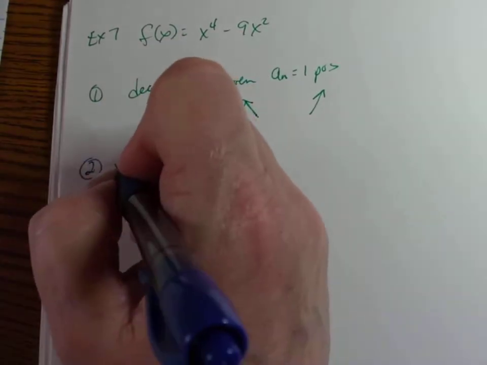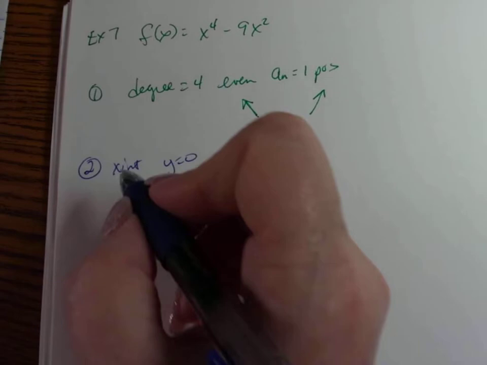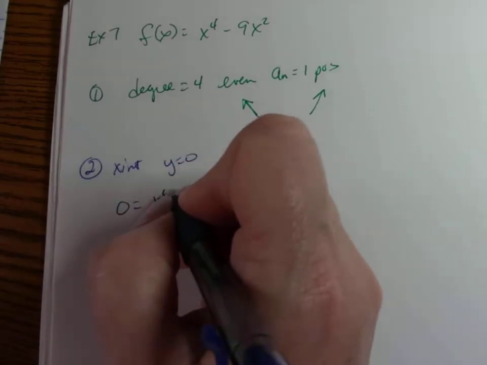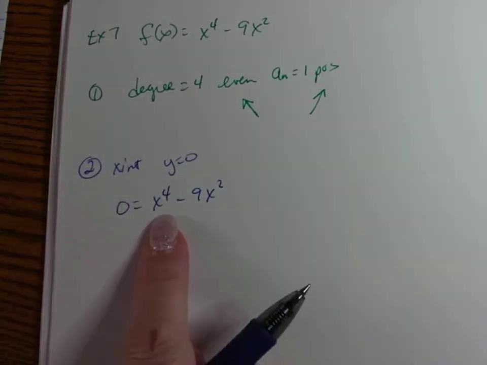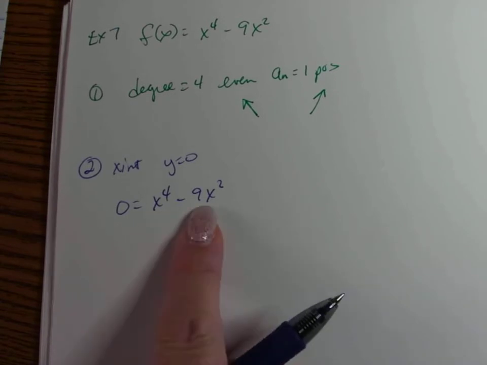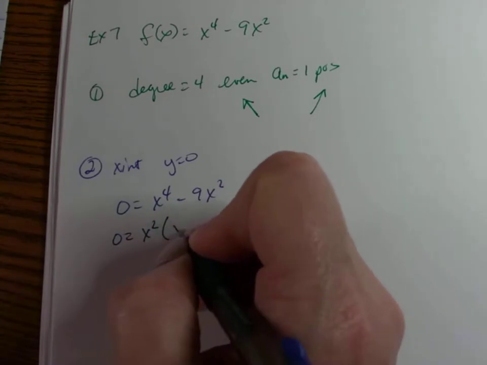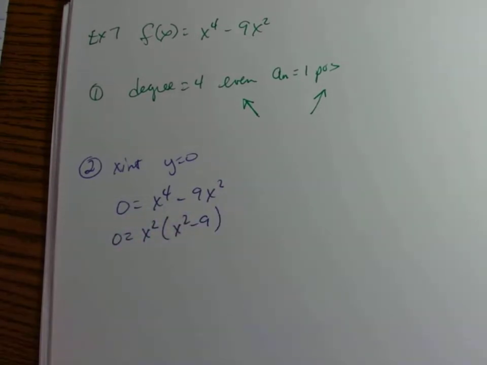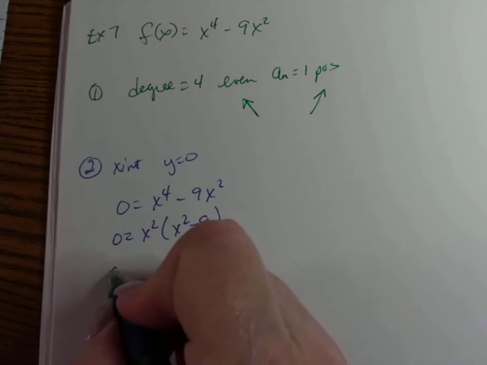Part 2, we're going to find our x-intercepts. X-intercepts, that's where we have y equal to 0. So 0 equals x to the 4th minus 9x squared. We have two terms here, so we're going to look for our greatest common factor. What they have in common is an x squared. We're left with x squared minus 9. Again, that is a difference of two squares.